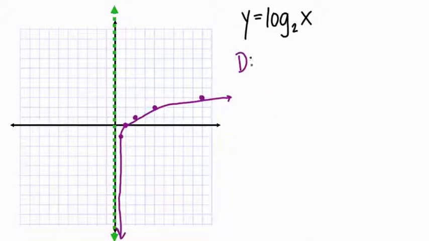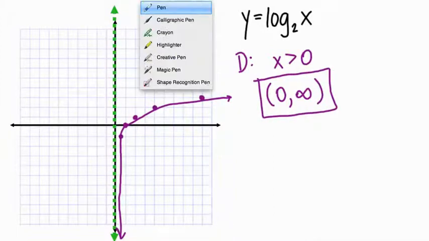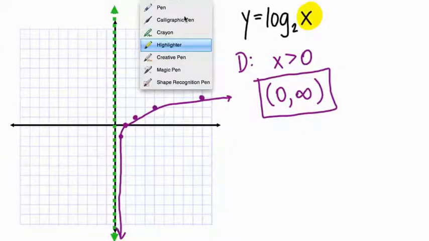So the domain for this function is x is greater than 0. In interval notation, we're used to writing that 0 to infinity. So this would be the domain for this function. And you can clearly see that our graph will never allow for x to equal 0, and it only includes positive values of x.